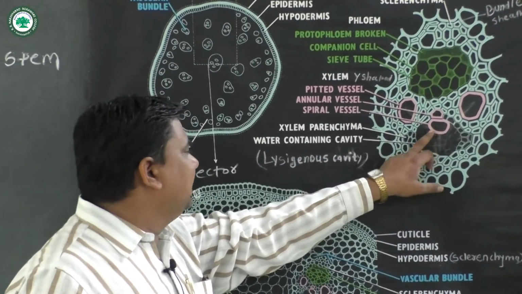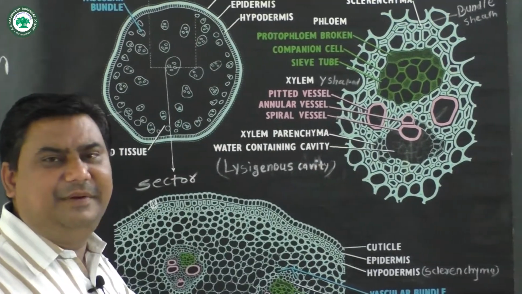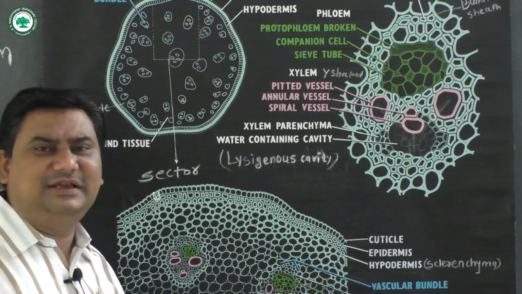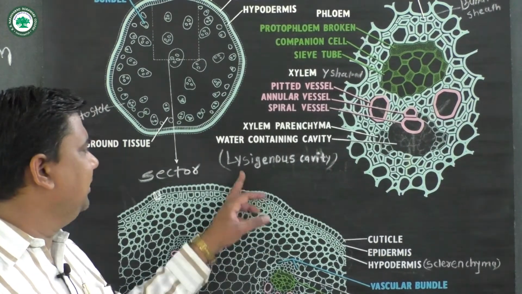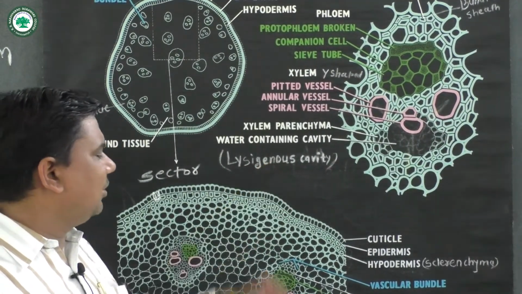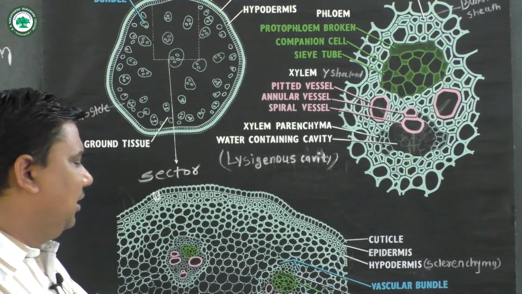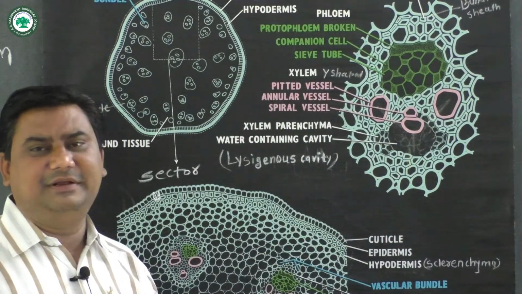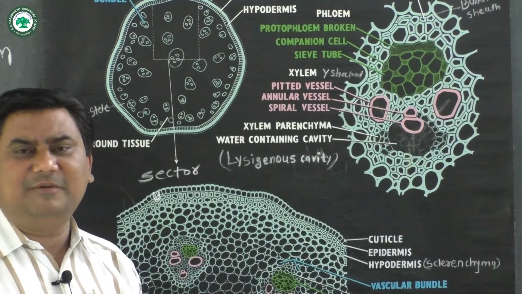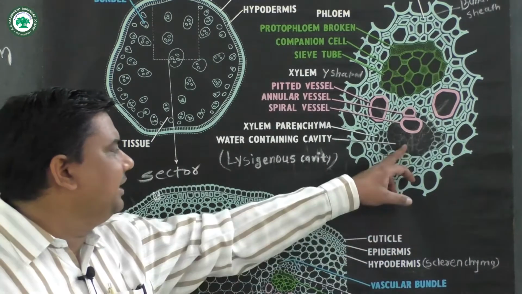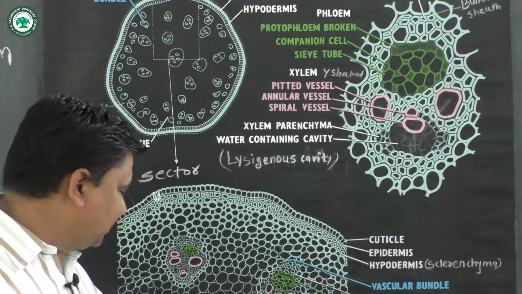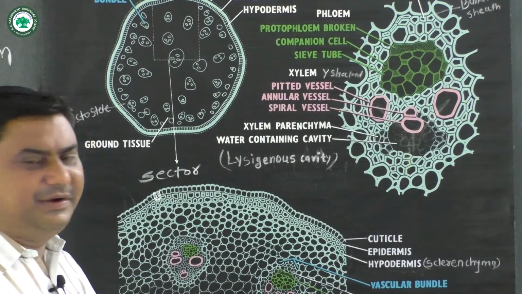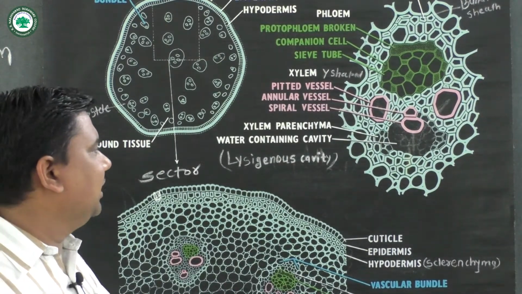Then below this vascular bundle, below the metaxylem element, there is a water containing cavity, or what we call the lysigenous cavity. Lysigenous cavity means it contains water. It is also called the protoxylem cavity. Due to the disintegration of the protoxylem, this cavity gets formed. That's why it is called the protoxylem cavity, lysigenous cavity or water containing cavity.